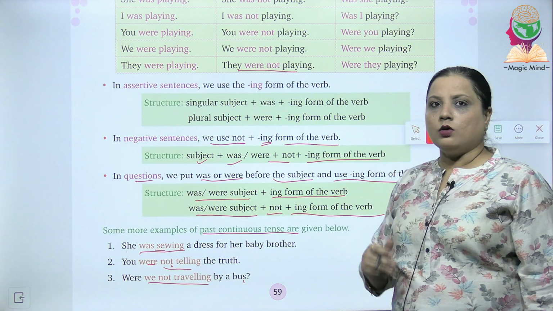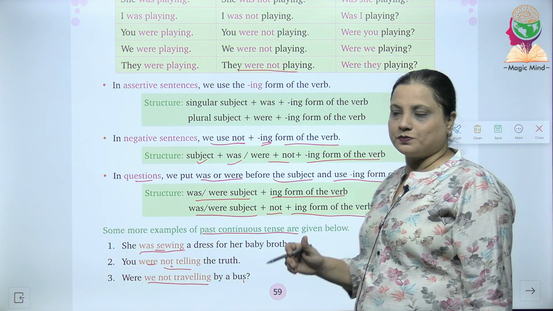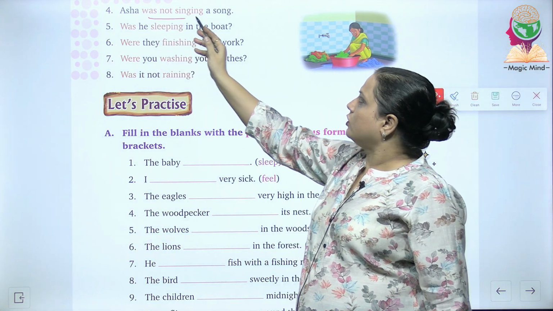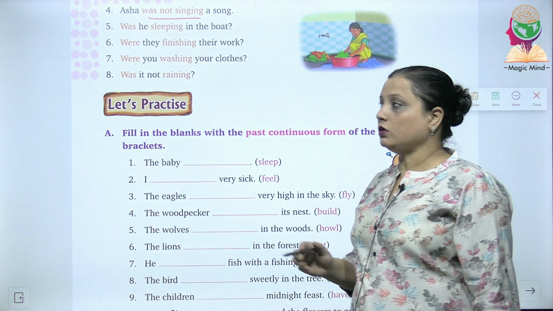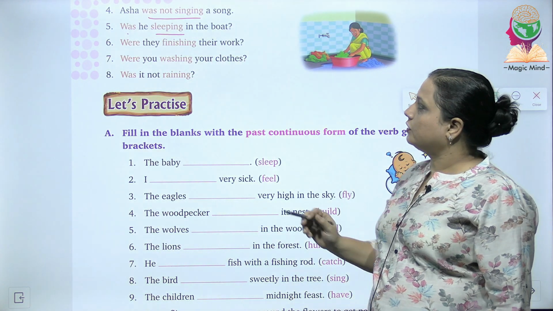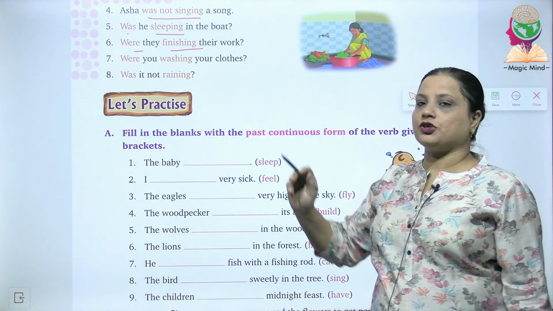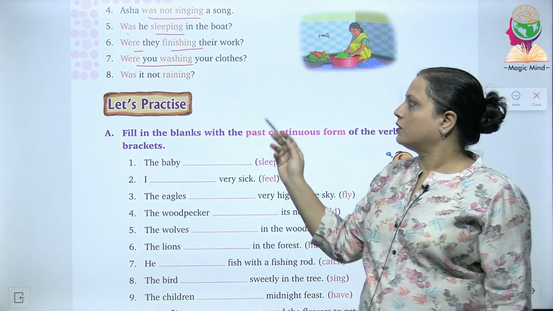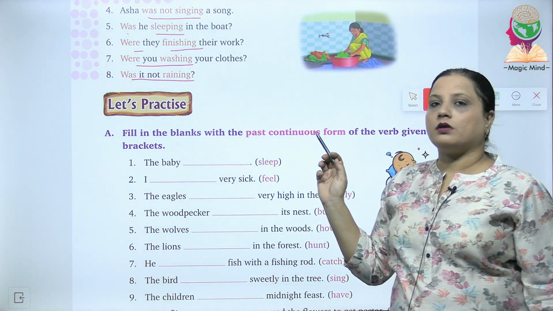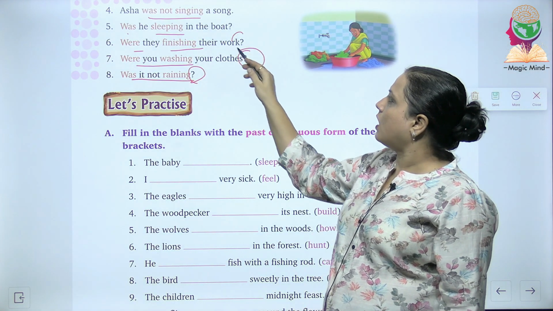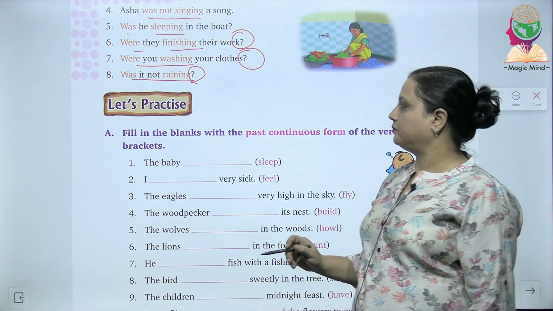Since the page is over now, let's move to the next page. The fourth sentence on the next page is Asha was not singing a song. Was he sleeping in the boat? Were they finishing their work? Were you washing your clothes? Was it not raining? When we are asking a question, we are putting a question mark in the end.